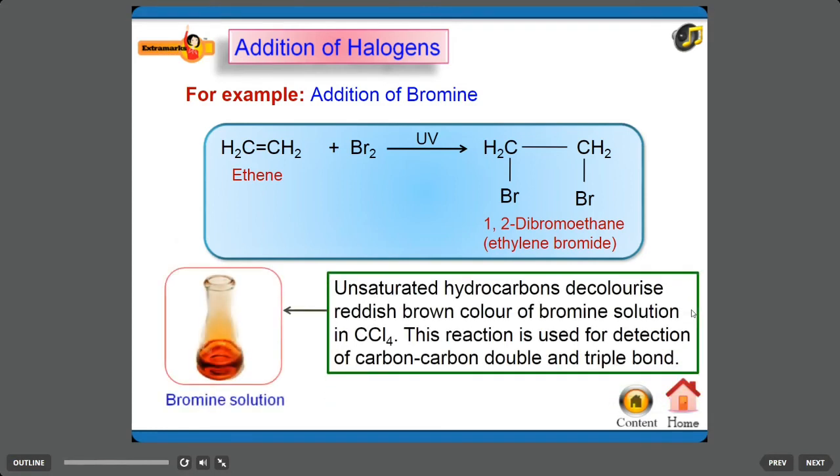Unsaturated hydrocarbons decolorize reddish-brown color of bromine solution in carbon tetrachloride. This reaction is used for detection of carbon-carbon double and triple bond in organic compounds.